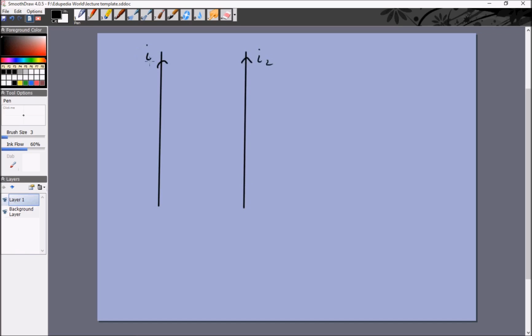What will be the force between two current carrying wires? So we'll take the magnetic field due to one, and we'll calculate the force on the other. These are infinitely long wires. If the distance between them is d, then due to this, the magnetic field at this point will be mu naught I2 by 2 pi d, and that will be inside the plane.